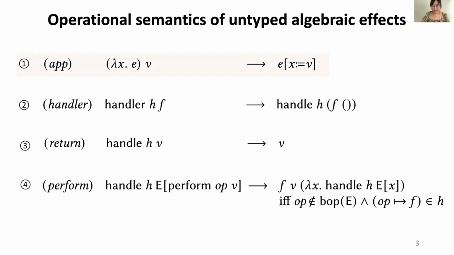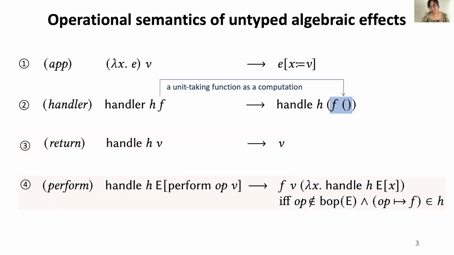The first rule is just the standard call by value beta reduction. The handler rule is where we define a handler. As we have seen, the computation to be handled is always a unit taking function, which essentially corresponds to a suspended computation. We execute the computation and it turns a handler into a handle. When handling a computation, there are two possible situations. In the first case, the computation evaluates to a value, so we remove the handle and propagate the value. In the second case, the computation performs an operation which is handled by a handler.